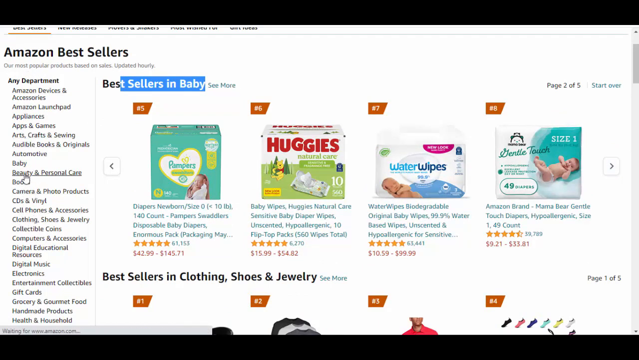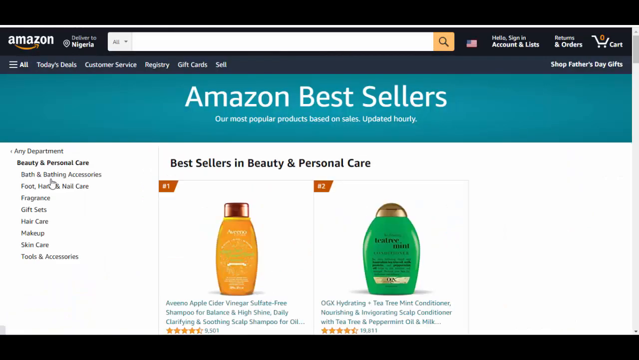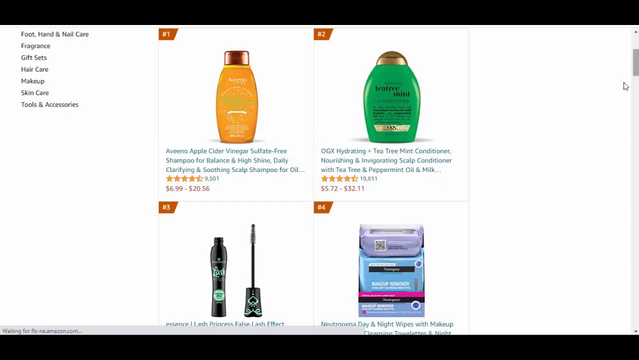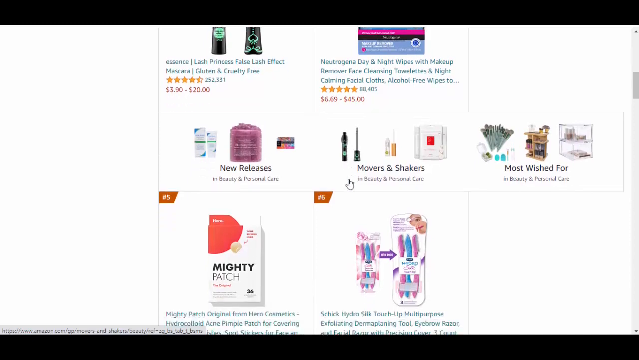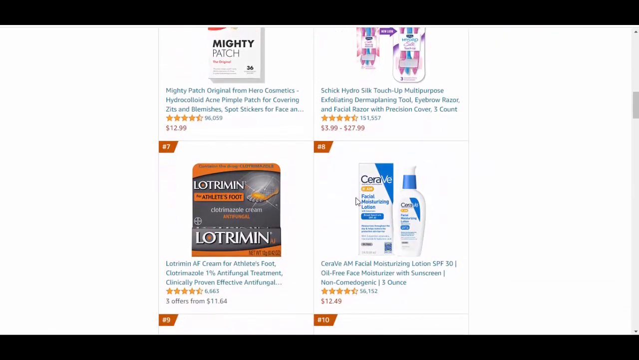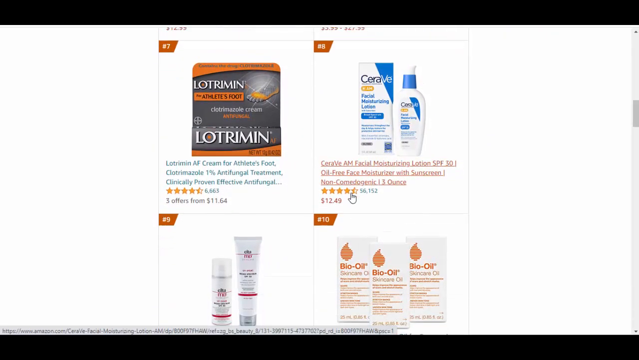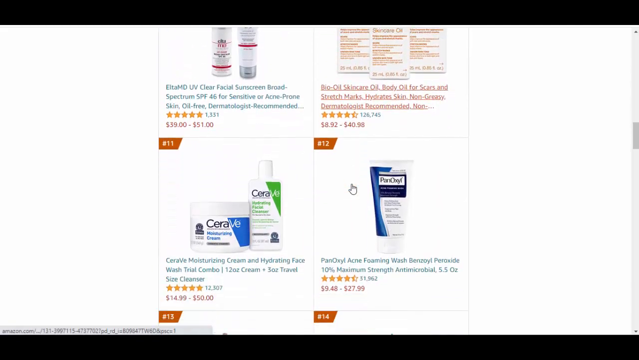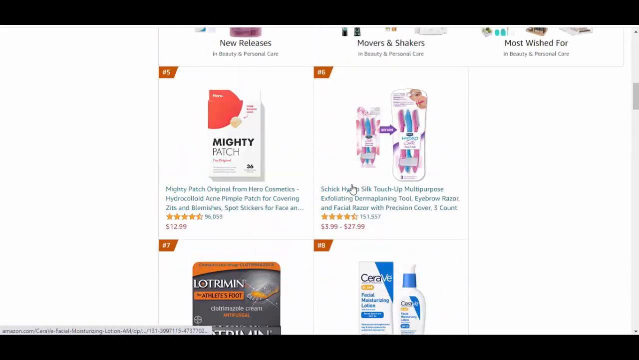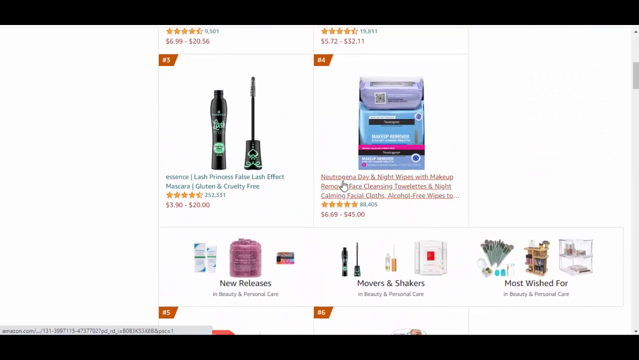Let's dive into beauty and personal care. You're going to see different products right here. Okay, so what is this one doing? Scalp conditioning, balance. So you have to take your time and look into some of these things. This will give you ideas. It looks like this is something that people are buying, and they want to have this particular problem solved.